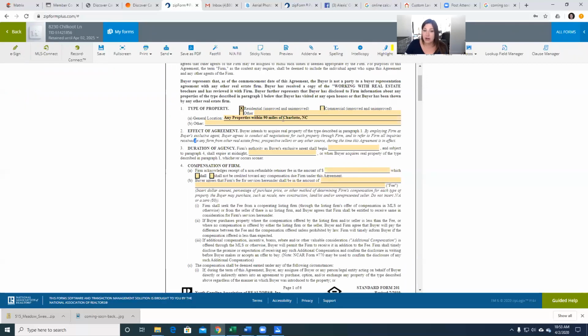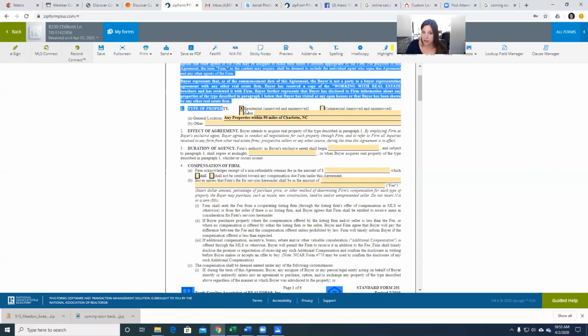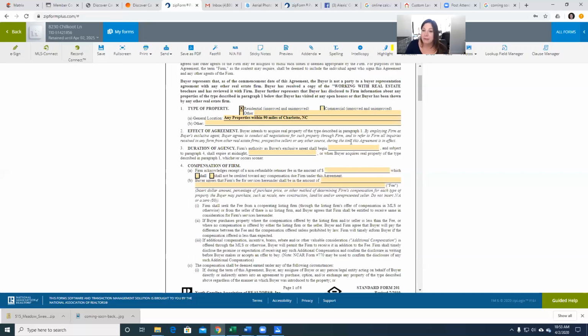All right, so what this says is the effect of the agreement. It says buyer intends to acquire real property of the type described in paragraph 1, so your type of property, by employing the firm as a buyer's exclusive agent. Buyer agrees to conduct all negotiations for such property through the firm and to refer to the firm all inquiries received in any form from other real estate firms, prospective sellers, or any other source during the time of this agreement.